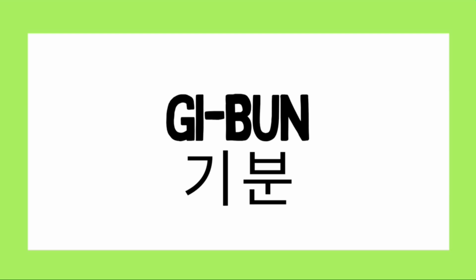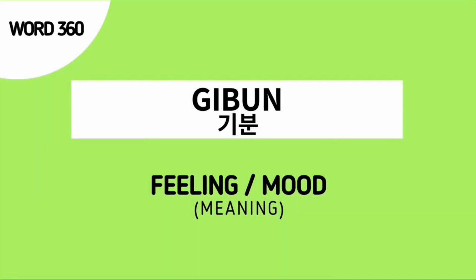Word number 360. GIBUN. This is pronounced as a two-syllable word. The first syllable is gi, second syllable is bun. Pronounce it with me. GIBUN. The Korean word GIBUN means feeling or mood. Again, GIBUN pertains to feeling or mood.